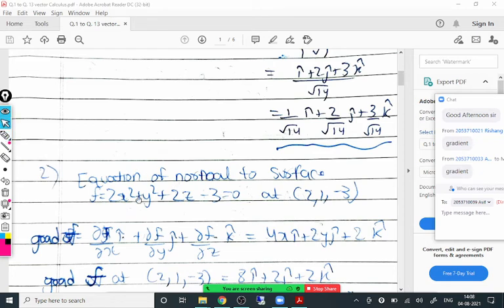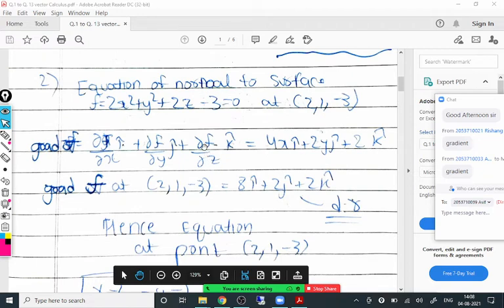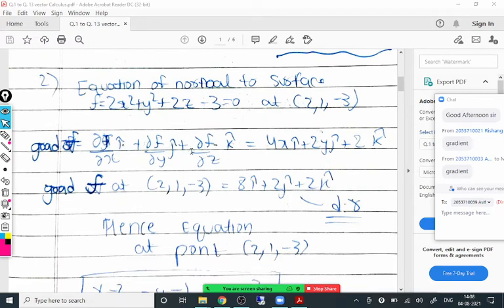Now we want the gradient. The surface f is given, so just find del f. Del f is dou f by dou x i cap plus dou f by dou y j cap plus dou f by dou z k cap. This is the definition, the gradient at any point x y z. Dou f by dou x is 4x, dou f by dou y is 2y j cap, and dou f by dou z is 2k cap. So yes, all these things are written correctly here.